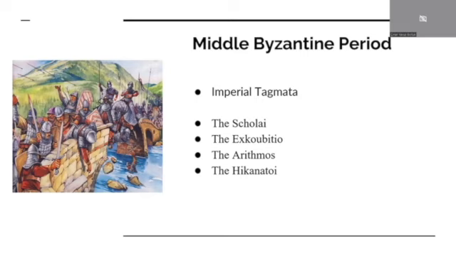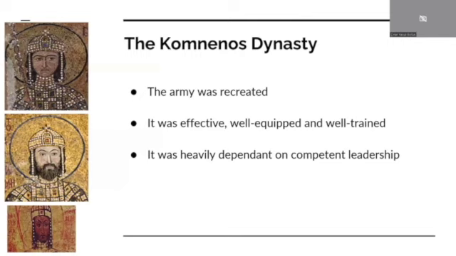At the end of the 11th century, the Byzantine army was in a poor state, but with Alexios I's ascension to the throne, this had changed. Rulers of the Komnenos dynasty created a new army after a period of infighting and civil strife. The Komnenos army, named after their creators, was a heavily centralized one. It was highly effective, well-equipped, and well-trained, but its biggest flaw was that the new army relied heavily on competent leadership, which was diminished after the Komnenos dynasty was no more.